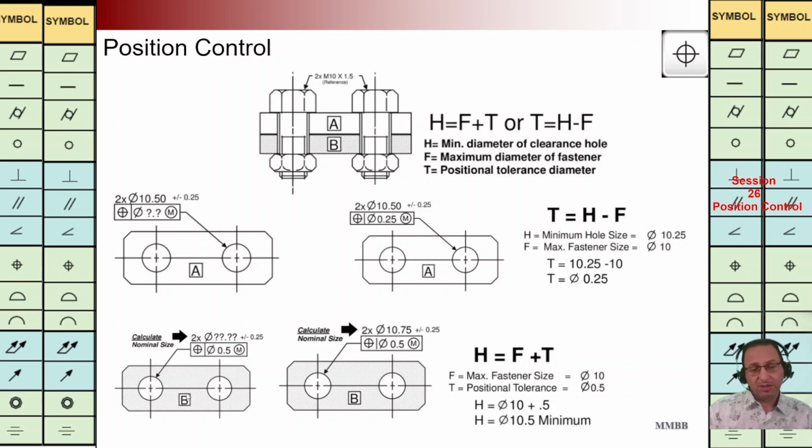For part B, again, we don't know what is the value of the hole diameter. We have this T tolerance, and then we are going to have T plus fastener diameter. We can calculate the hole diameter.